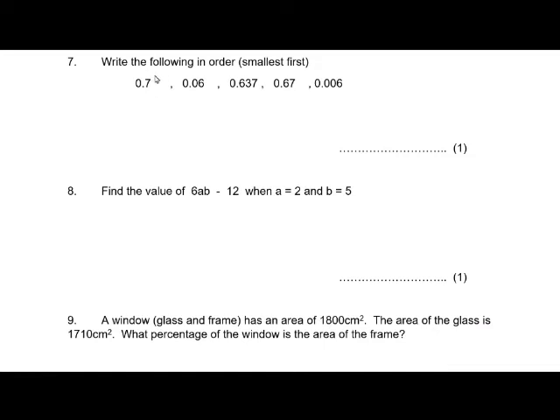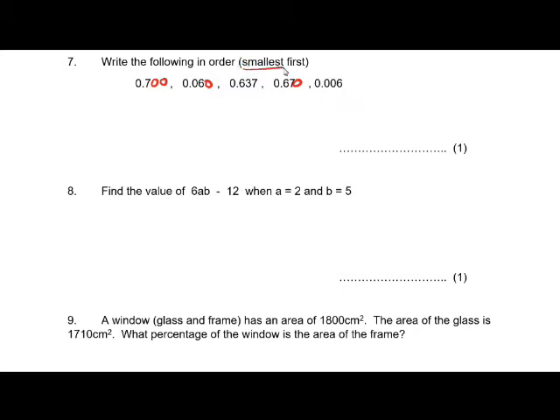Question 7 is asking us to write some decimals in numerical order. The process for doing this is look at the longest decimal and say there are 3 decimal places. Make all of your other numbers 3 decimal places long so that you can now compare like with like. So 700 compared to 60, compared to 637, 670 and 6.